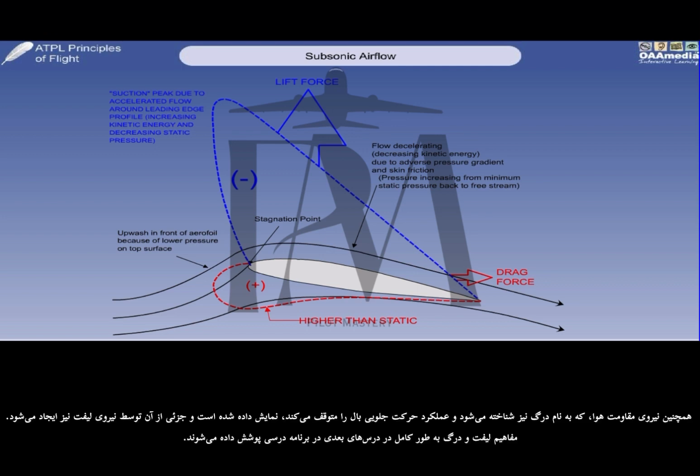Also shown is the force, drag, which acts against the forward movement of a wing and is caused partly by the lift itself. Lift and drag are fully covered in subsequent lessons in the syllabus.